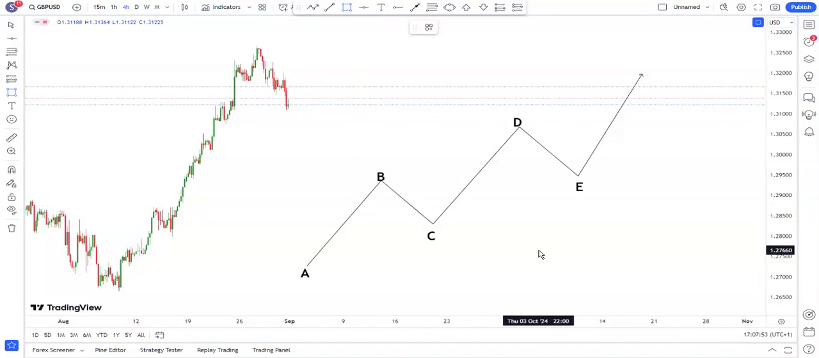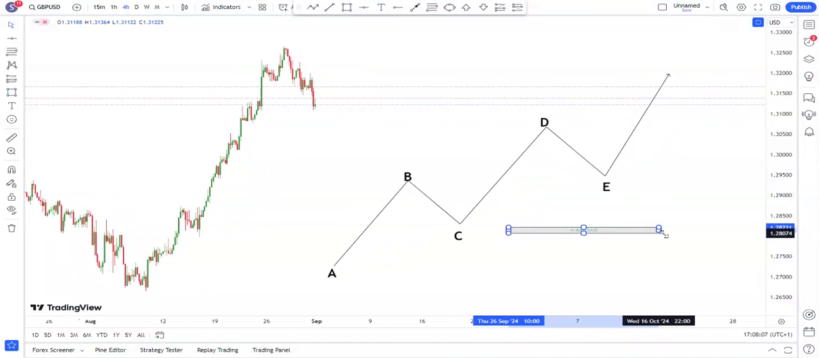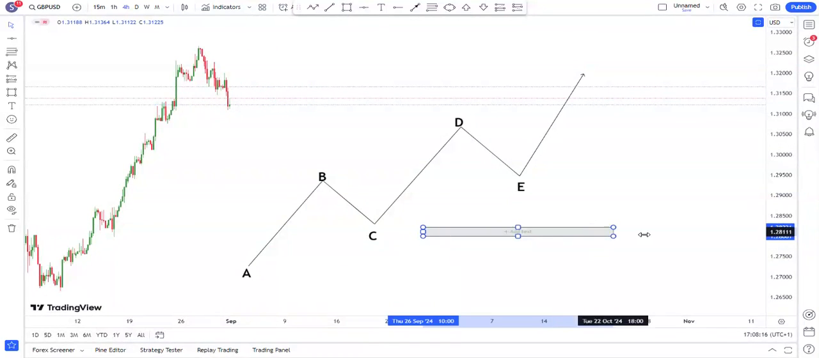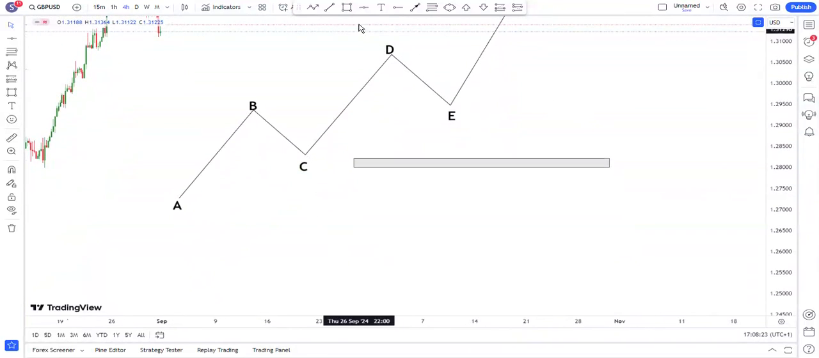There are three ways I draw my support and resistance, and let me show you the three tools I use. Number one, I use this particular triangle to draw my support and resistance. This is one of the tools I use. The second tool I use to draw my support and resistance is the horizontal ray.